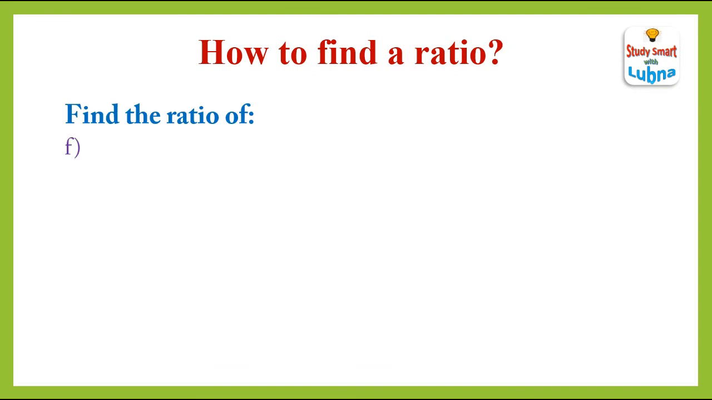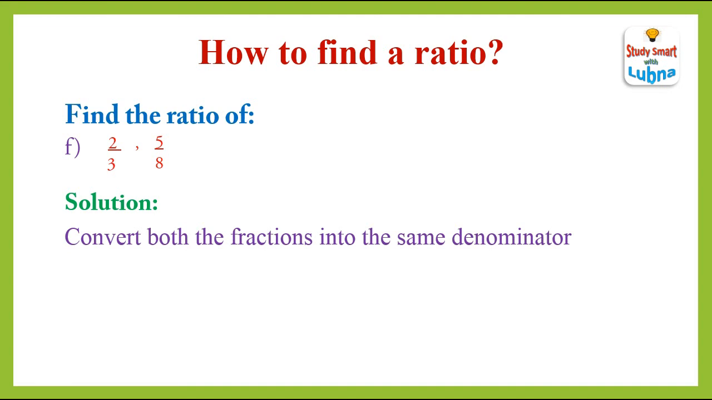One more example. Here in this question we have to find the ratio between two fractions. These two are unlike fractions, so we have to find the ratio between them. How can we find the ratio? First of all, we will convert both fractions into the same denominator. We will multiply the first fraction by 8 and the second fraction by 3 in order to get the same denominators. Now solve it further.